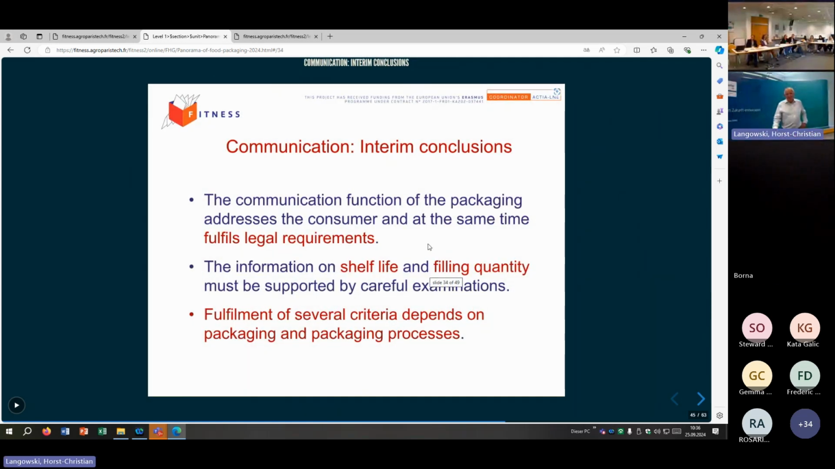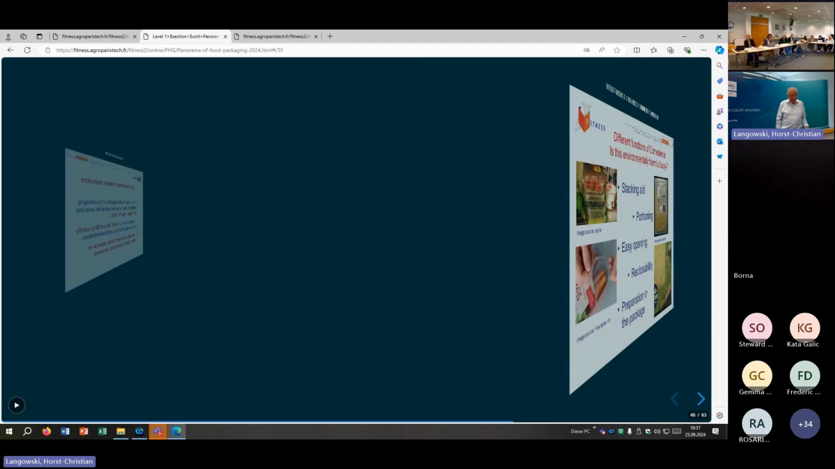Good, so we have to communicate the content in many cases, and we have to fulfill the legal requirements from this. And we have also to know about shelf life, filling quantity, and so on. So to fulfill these criteria, it's not only a matter of the packaging process itself, but it's also a matter of the packaging. Because if you have, as again said, permeation, you may have less quantity after a certain shelf life.